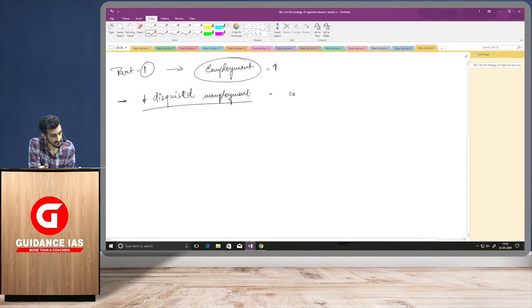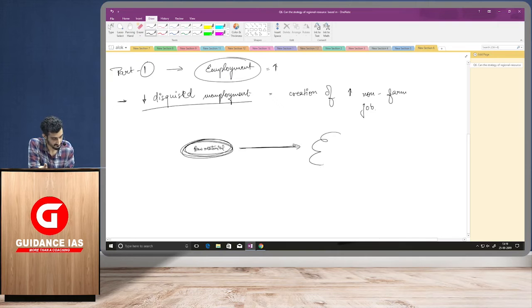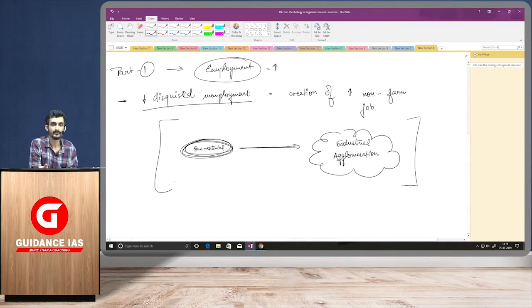by creation of more non-farm jobs, because now the resource base, which is our raw material, and its manufacturing, that is an industrial agglomeration, are located in the same place, and therefore the surplus workforce, let's say from agricultural fields, will be shifted towards the industrial sector.